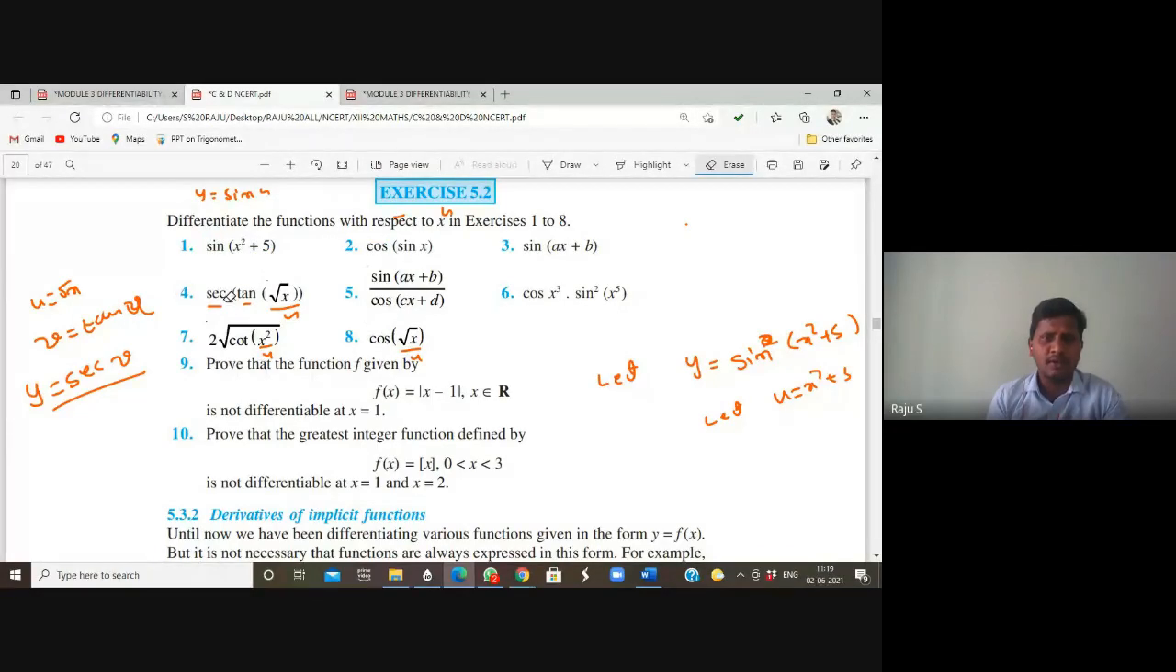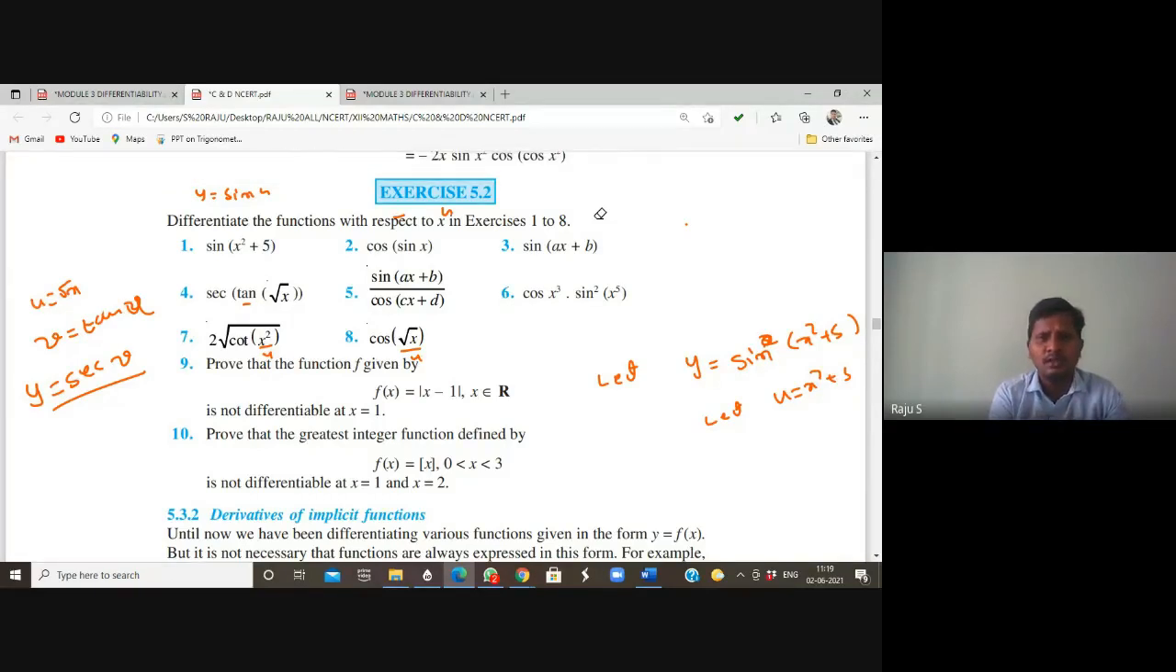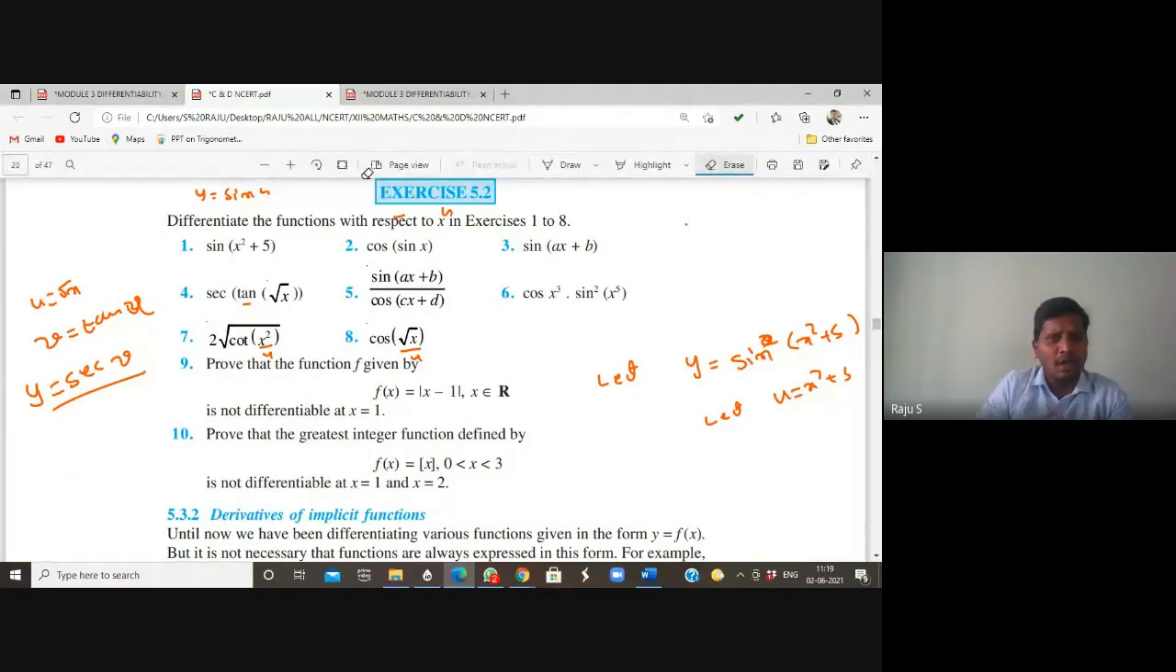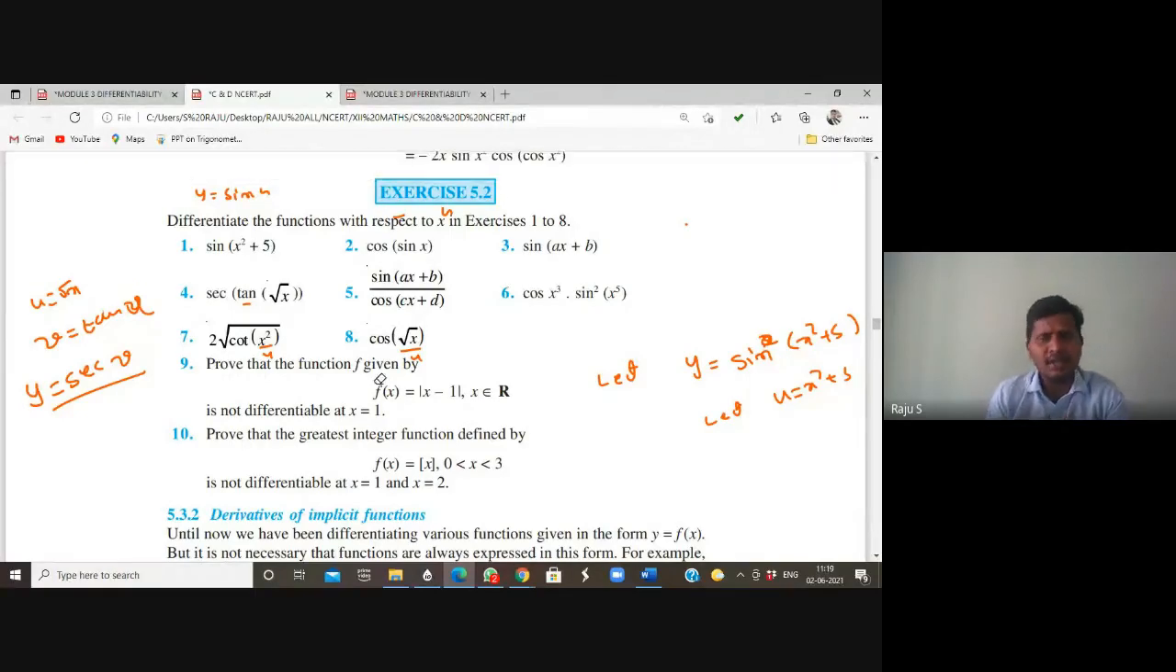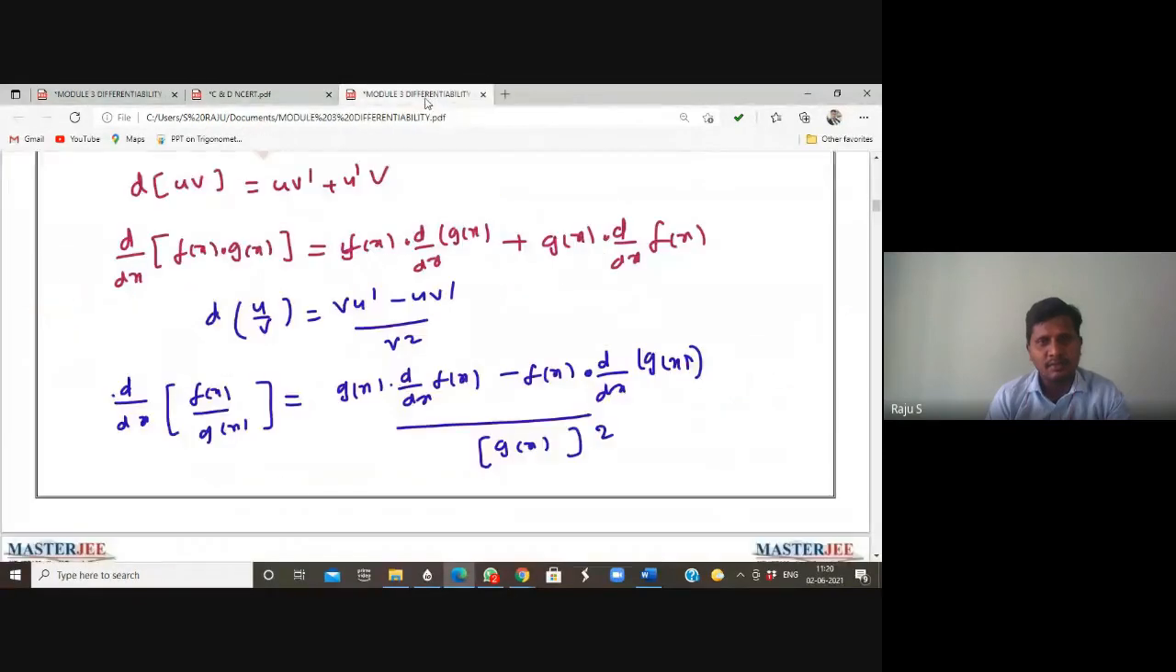We'll do the first one step by step. First question: differentiate the function with respect to x. See here, in this question, they do not ask to use the first principle. If they particularly asked with the help of the first principle, then we could use it. But in class 12, they don't ask about the first principle, that belongs to class 11.